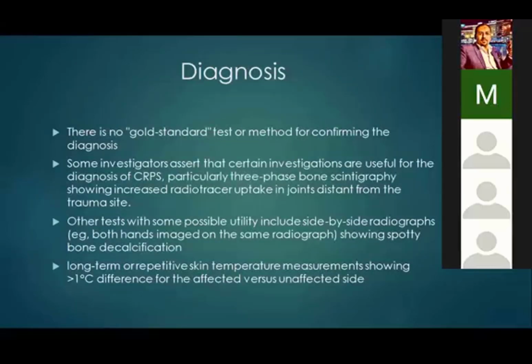Regarding the diagnosis, the modified Budapest criteria are the gold standard, but in fact, there is no specific gold standard test or method to confirm the diagnosis. It's merely dependent on the physician who sees the patient. Some investigators assert that certain investigations are useful for the diagnosis of CRPS, particularly the 3-phase bone scintigraphy, showing increased radiotracer uptake in the joint distant from the trauma site.